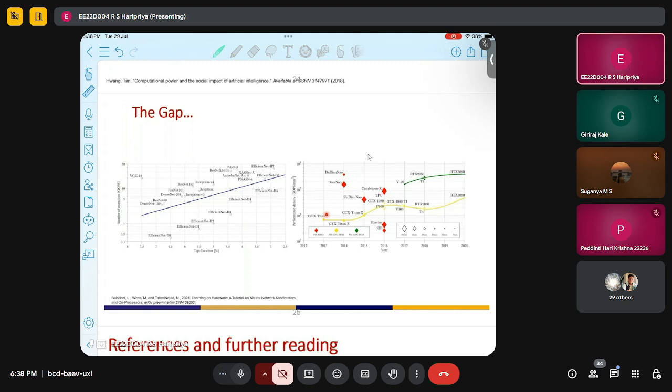So now the computational requirement is increasing exponentially, and the resources available and the trend are getting saturated because of the feature size. We have come down to 8 nanometer and almost 1 nanometer, so we cannot decrease the feature size below this. So how can we bridge this gap?